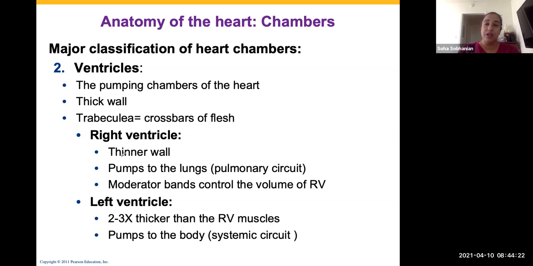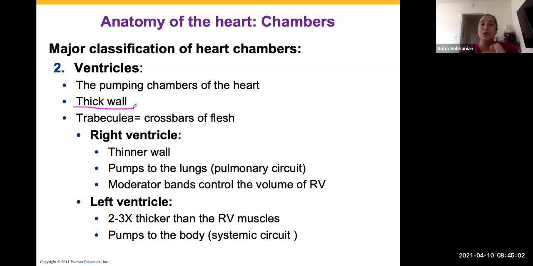Now, the bottom chambers of your heart are called ventricles. Ventricles are going to be the chambers that are larger. They are located on the bottom of the heart. And their job, again, is to pump blood out of your heart. Because their job is to pump, not just simply receive blood, they're going to have a thick wall. And if you're looking at this word thick wall, what I mean is lots and lots of muscle. They have a thick myocardium, okay?